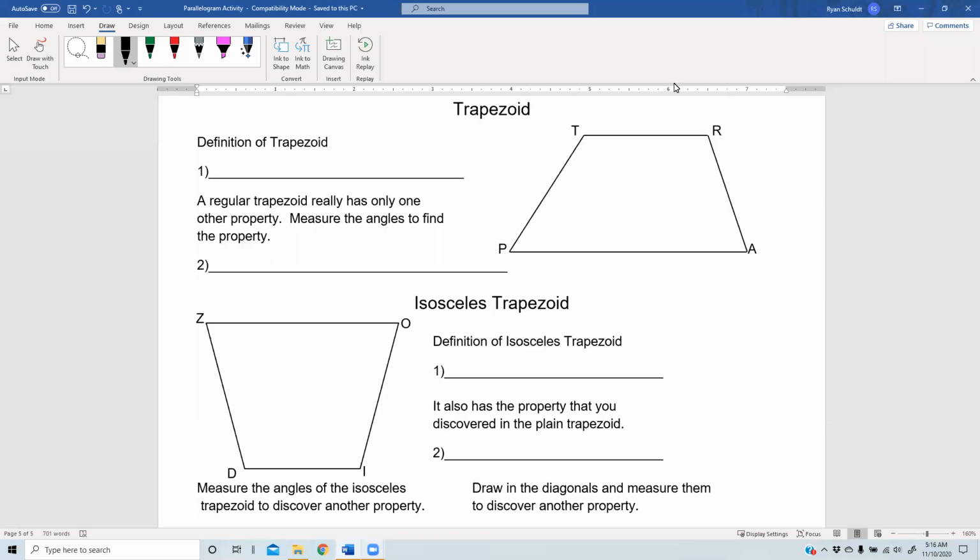Okay, last shape. We're almost done. And I'm giving you all the answers for the whole activity. This should be an easy 100. Easy 100, because I'm giving you all the answers.